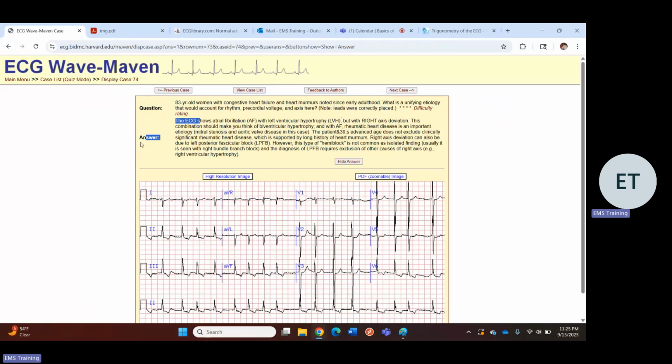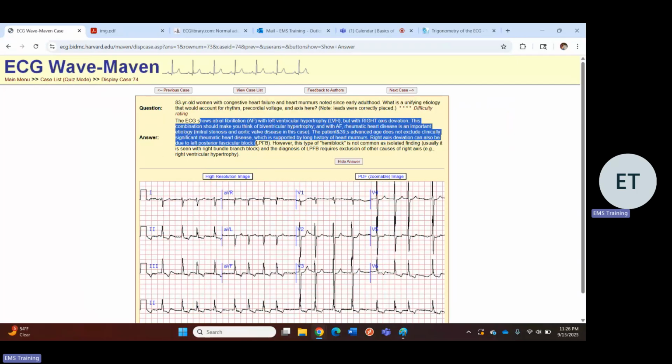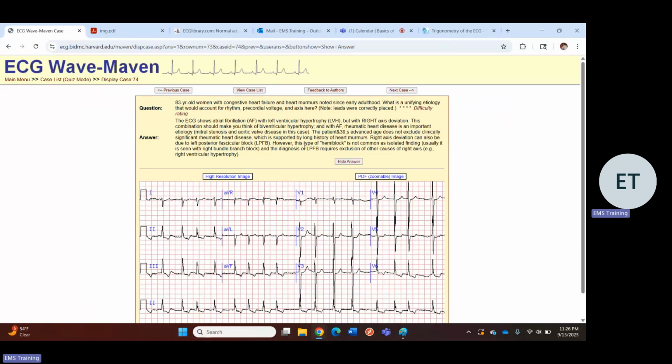Right axis deviation can also be due to left posterior fascicular block. We did talk about that. However, this type of hemiblock is not common as an isolated finding. Usually it's seen with a right bundle branch block, and here we see a left bundle branch block-ish morphology. And the diagnosis of a left posterior fascicular block requires exclusion of other causes like right ventricular hypertrophy. Interesting.